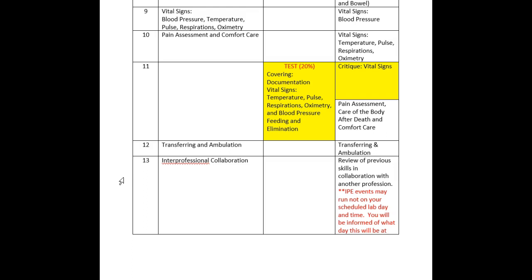So we're going to be looking at skills that you've previously learned in the course and applying them in a team setting. What I would like to point out though is that given the schedules of different disciplines in the college, this IPE event may not run on your scheduled lab day. I am in the process of figuring out the day and will let you know early on in the term what day this will be so that you can book it in your calendar.